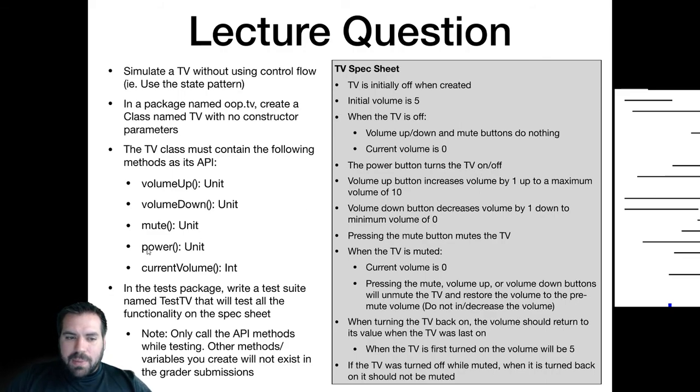The power button, the power method, is going to turn the TV on and off. If the TV is on, it becomes off. If it's off, it becomes on.